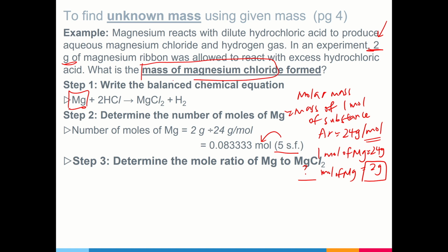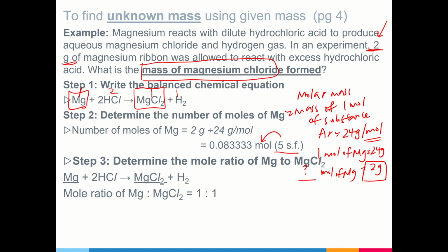Now I want to calculate this. I know that this is 1 unit, this is 2 units, this is 1 unit, and 1 unit. Since I'm interested in magnesium chloride, I'm just going to compare these two, magnesium and magnesium chloride. In this case, the mole ratio is 1 is to 1. Agree? So what does this mean? It means that they are the same.